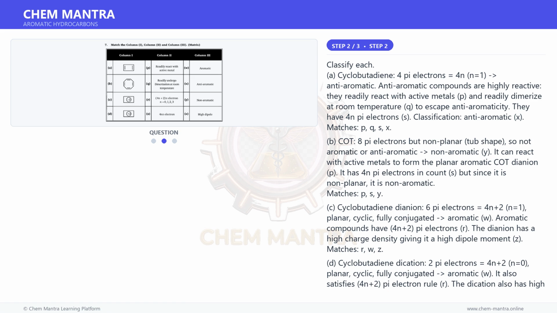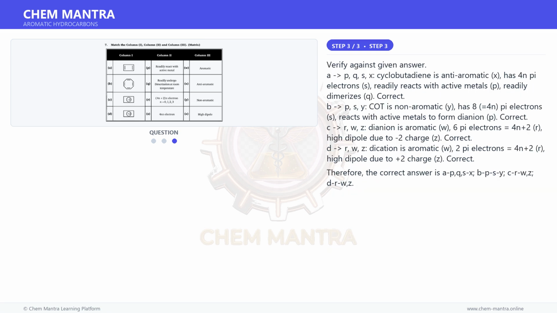Matches R, W, Z. D. Cyclobutadiene dication, 2 pi electrons equals 4n plus 2, n equals 0, planar, cyclic, fully conjugated, aromatic, W. It also satisfies the 4n plus 2 pi electron rule, R. The dication also has high charge giving high dipole, Z. Matches R, W, Z. And for the final step, verify against the given answer.